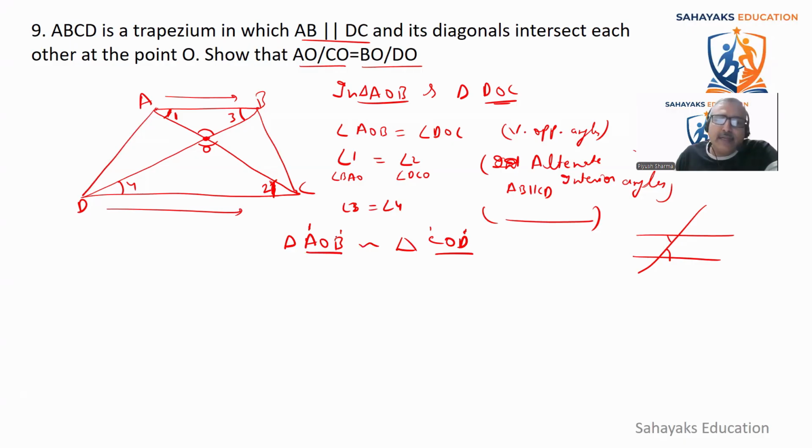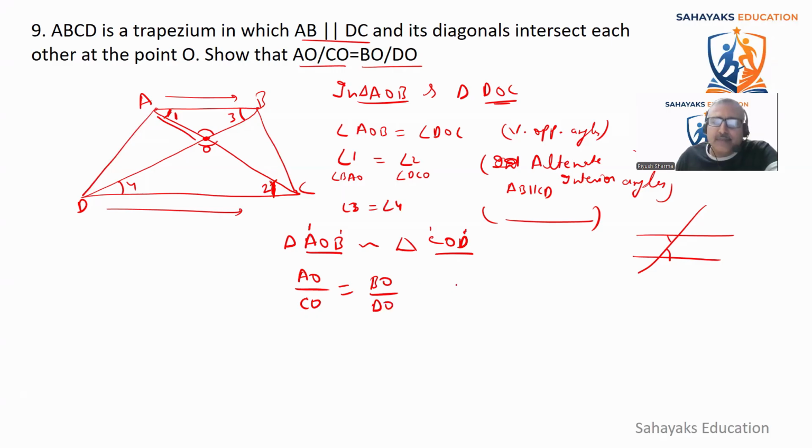Okay. If AOB is similar to COD, what does it mean? I can say AO divided by CO should be equal to BO divided by DO.